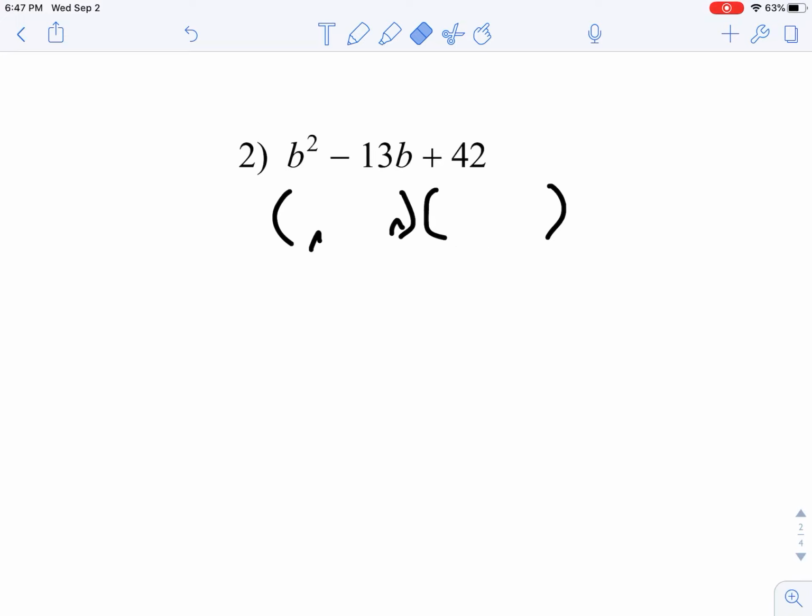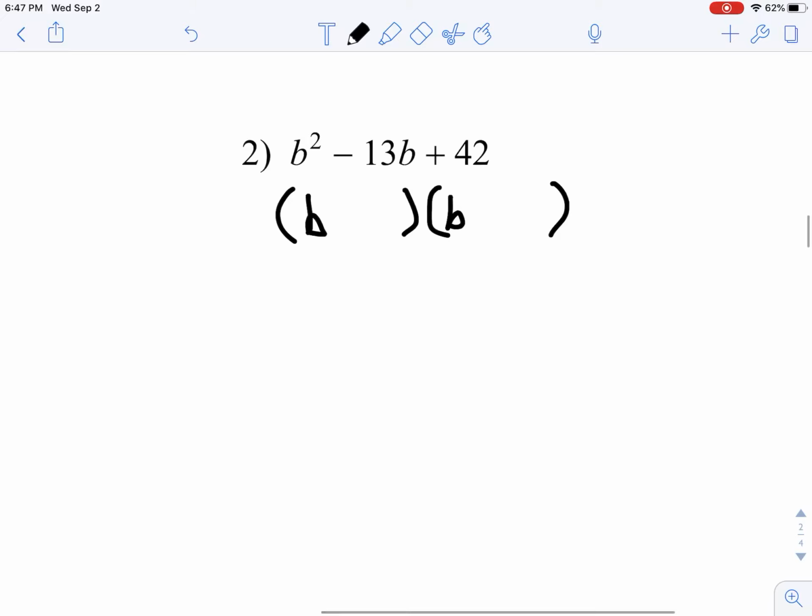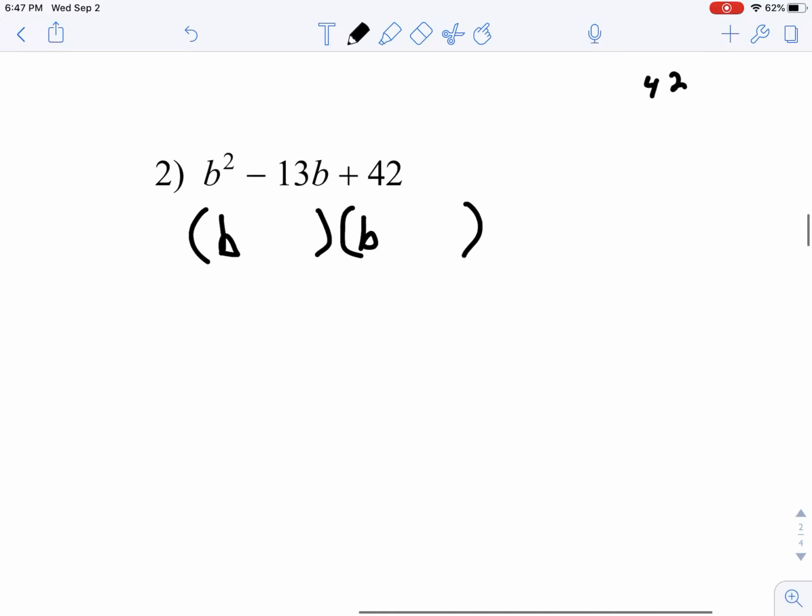I'll get rid of all this mess. I just shoot for open arrows, and it usually starts with your variable, in this case b and b. b times b is b squared, and that's pretty obvious. Now for here and here, we need 2 numbers that multiply together to give you 42, but add up to give you negative 13. And you can write some things down if it helps, or you can just sort of brainstorm it. I'll go ahead and write down this time. I may not do it every time, but start with 42.